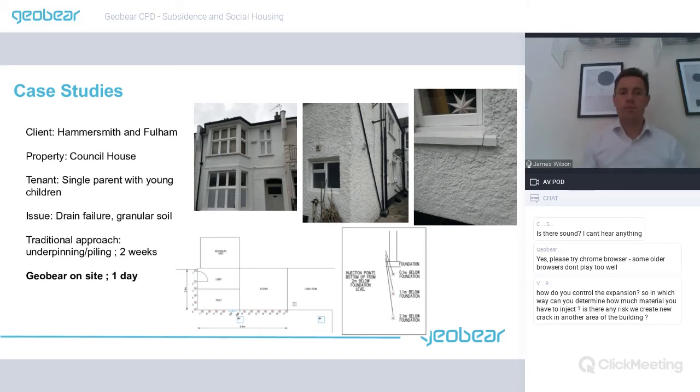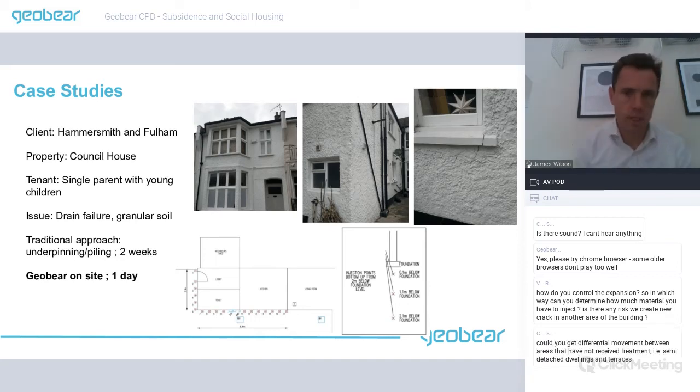Whereas the traditional approach to this would be to dig out all this foundation and then replace it with concrete. That would take something like 2 weeks, and you'd probably have to move the single parent and the young children out, which is a huge inconvenience to their life. So this just avoids that totally.